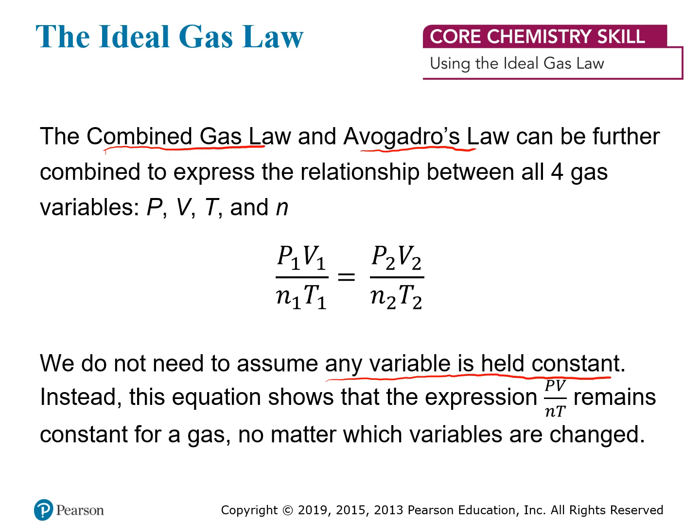What it shows us really is that the expression PV over NT is a constant for any gas. So no matter what variables you change, as long as you take the pressure, you multiply it by the volume, you divide it by the number of moles multiplied by the temperature, you're always going to get the same number.